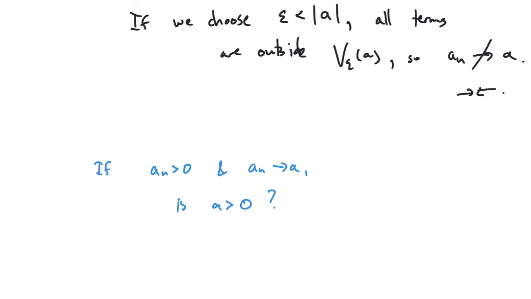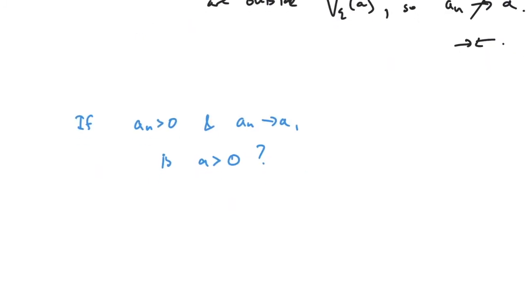Or is it possible that you have a bunch of things that are bigger than 0 and they converge? Is the limit automatically bigger than 0? No? Somebody say no? Why not? Because you can have a sequence that's going down and down and down and never actually get to 0, like 1 over n. Yeah, right. So actually this is false. And a counterexample would be 1 over n converges to 0.